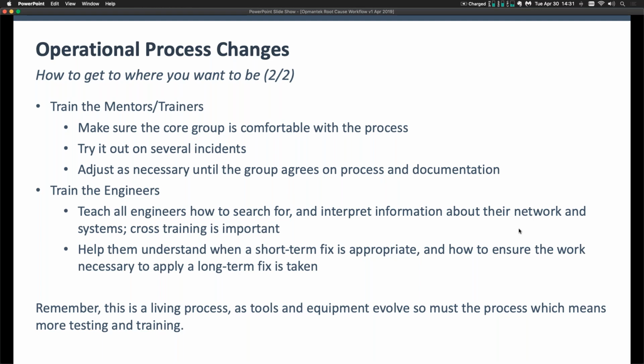And finally, one of the big pieces here is that, again, this is a living process, right? So as tools and equipment evolve, as you roll out new devices into your network, and start using them and they start generating alarms and events and triggers and issues, you're going to have to nudge your process a bit. You're going to have to move things around. You're going to have to add additional documentation. You're going to have to make sure that the documentation is maintained and kept up to date, and that it works and ties in with whatever network monitoring tools or documentation tools that you have.